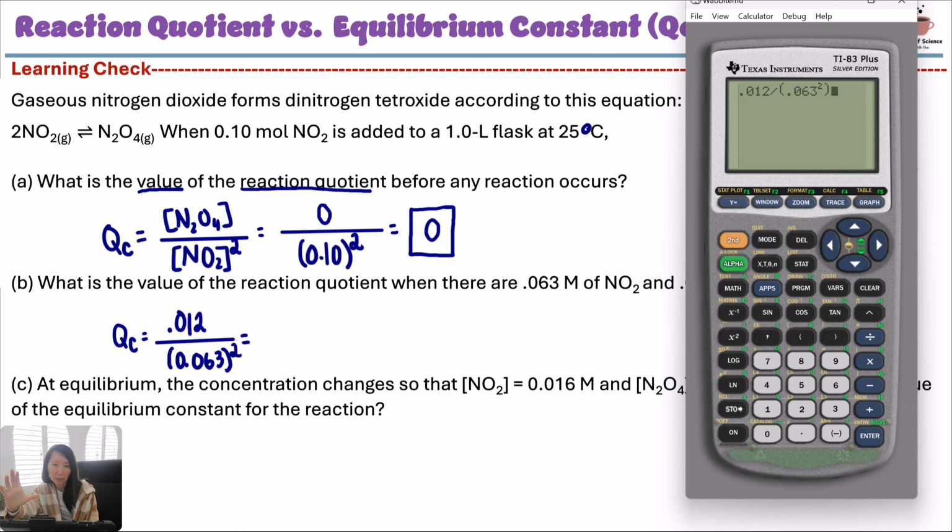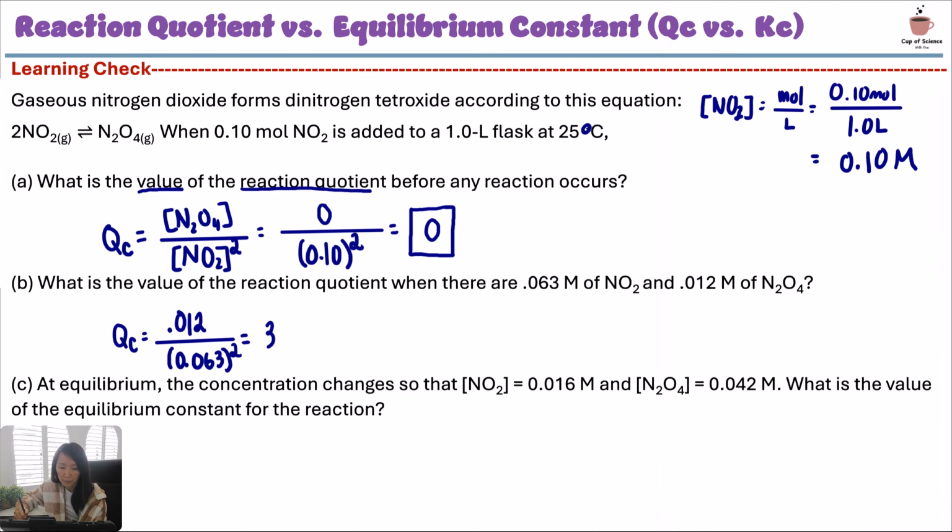I'm going to close that parentheses to let the calculator know that the second power is for the 0.063. Hit enter, and I get 3.02 or 3.0. And that's the reaction quotient for this particular concentration of the reactant versus product.